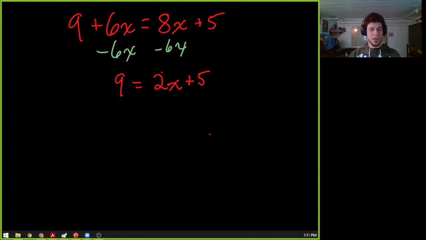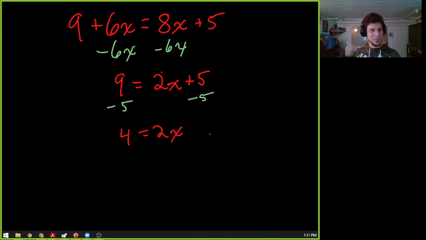So we know we can do the additive inverse and subtract 5 to remove that 5, but I have to do the same to the other side. So I'll take away 5. So I'm left with 9 minus 5, which is 4, equals 2x plus 0. I don't need to write that because it's nothing. Now 2 times a number, x, equals 4.